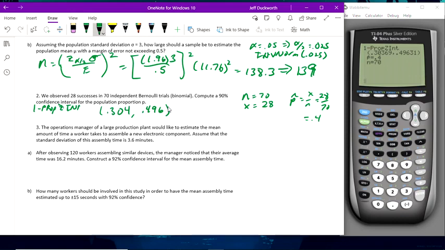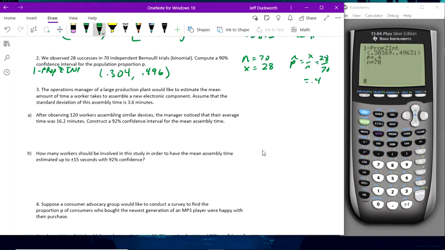All right, number 3. Operators manager, large population, would like to estimate the mean. Again, we're talking about a mean here as a key word. Means we're going to deal with either the z or the t, depending upon our n value. The mean amount of time a worker takes to assemble a new electronic component, assume that the standard deviation is 3.6 minutes. This is sigma.